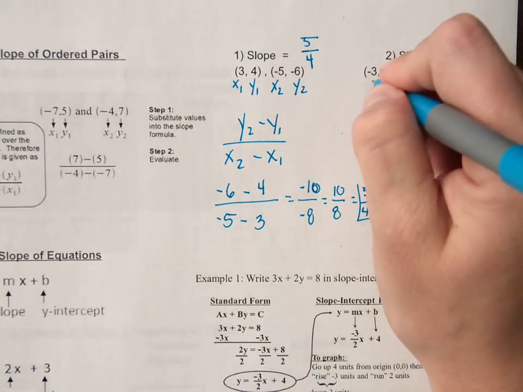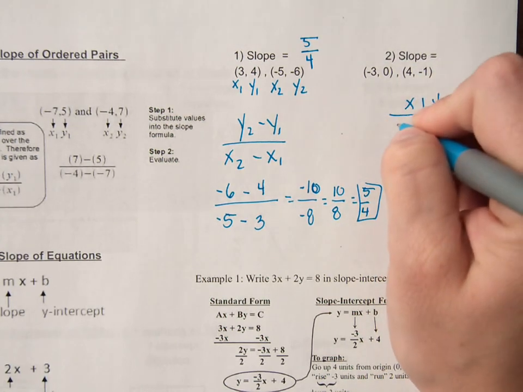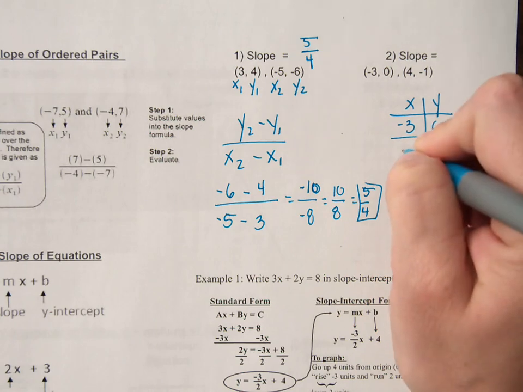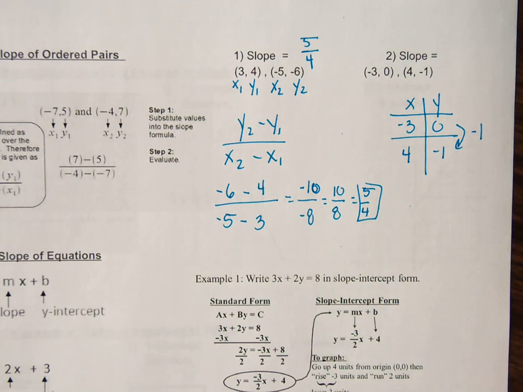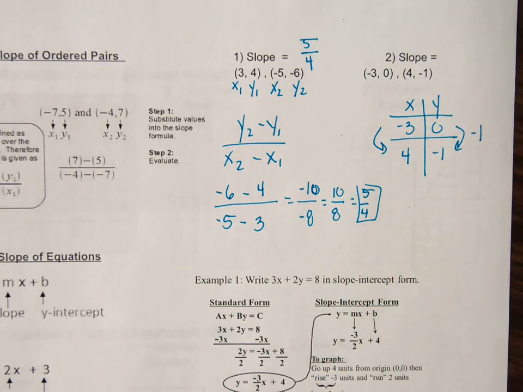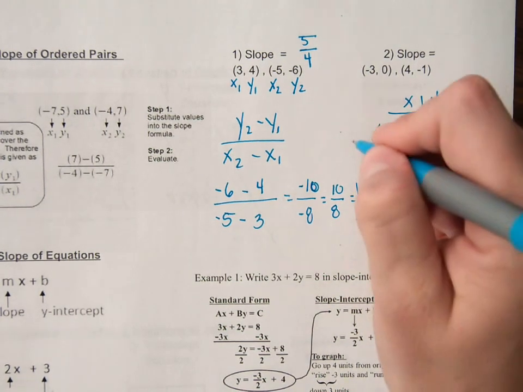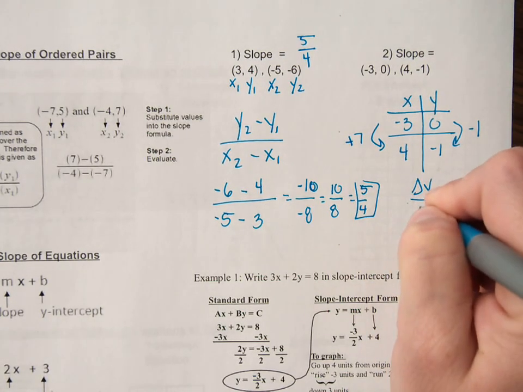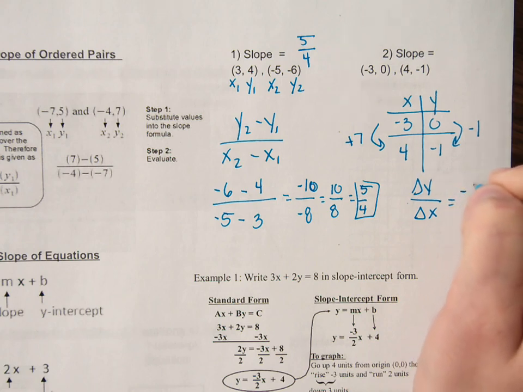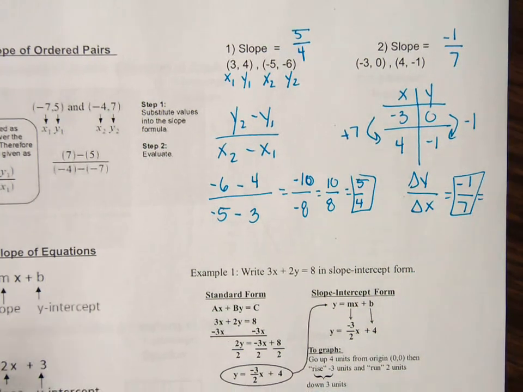We could also make this a table. X, y, -3, 0, and we have 4, -1. 0 to -1 is subtracting 1, and -3 to 4 is adding 7. So it's the change in y over the change in x, -1 over +7, which is my slope, -1 over 7.